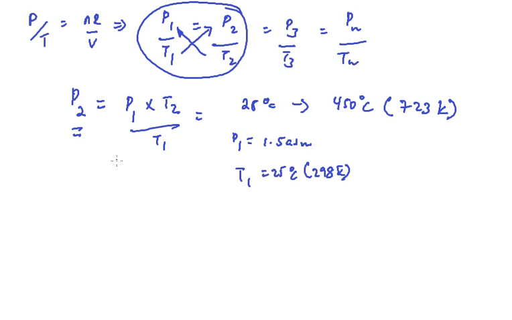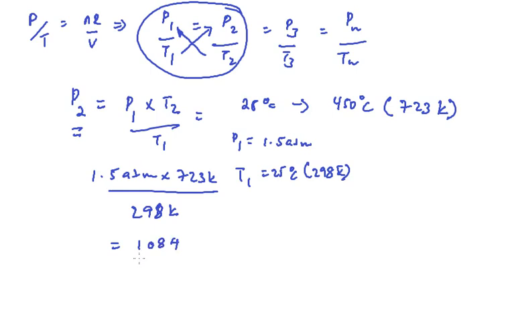So P2 equals P1 times T2 over T1. So P1 is 1.5 atm times T2, which is the second temperature, 723 Kelvin, divided by 298 Kelvin. So 1.5 times 723 gives me about 1084. I'll divide that by 298 Kelvin. If you do the mathematics, it gives you approximately 3.64 atm.